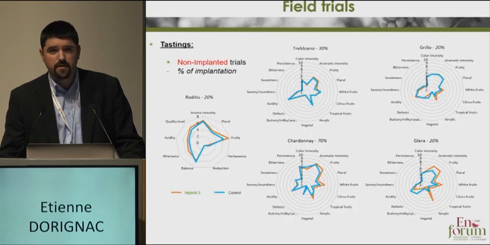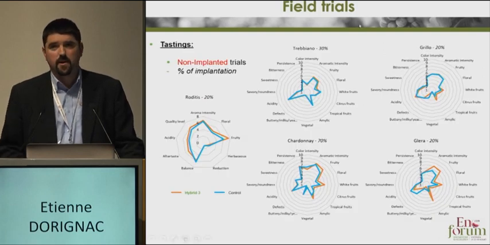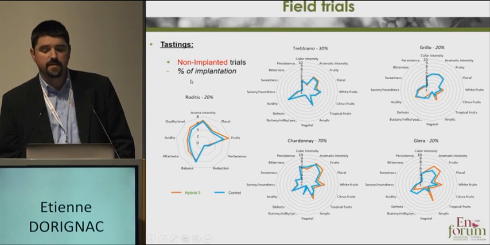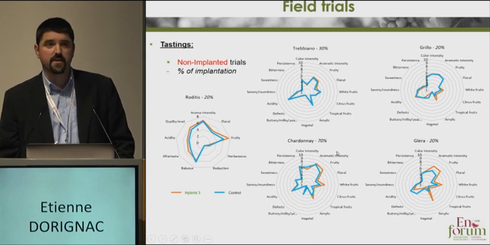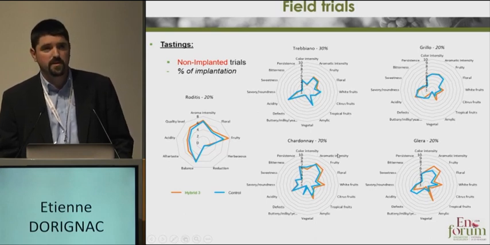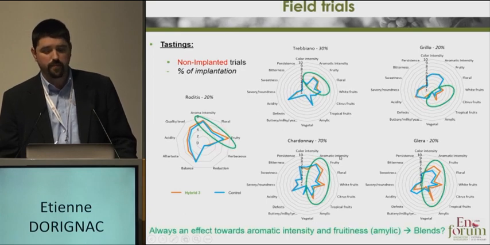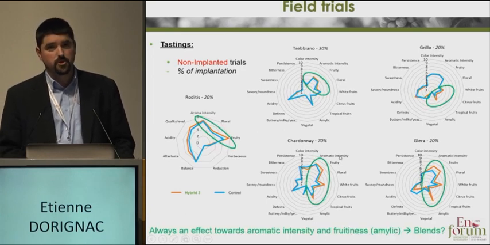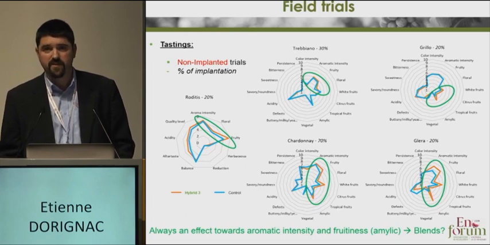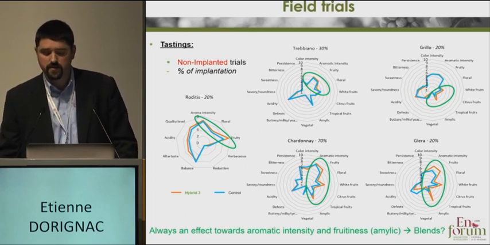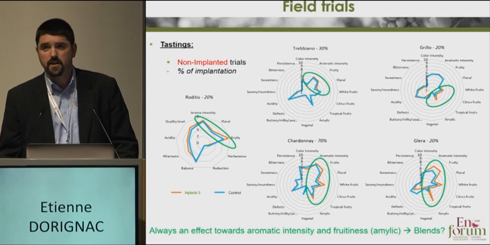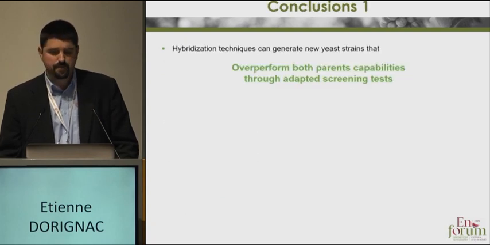But we also did several tastings on some of the non-implanted trials, with percentages of implantation of 30%, 20%, 20%, 70% at the end of the fermentation. What was interesting is that every time we did this trained panel, there was a real trend, or even a significant trend, towards this fruitiness and amylic intensity. So this shows good potential, maybe for blends.